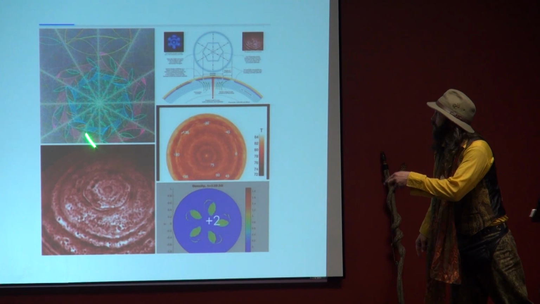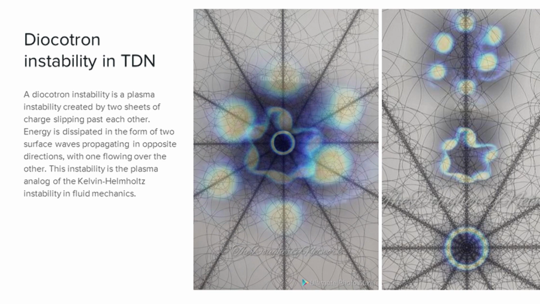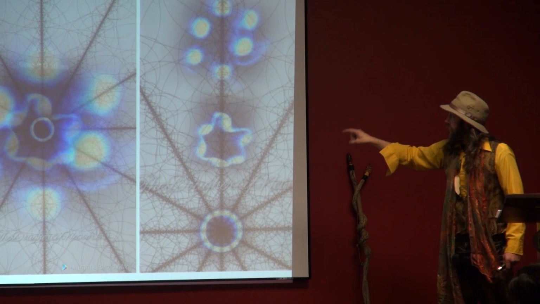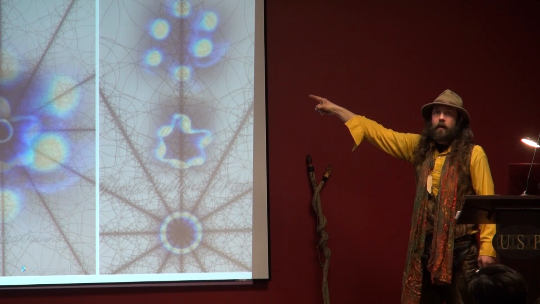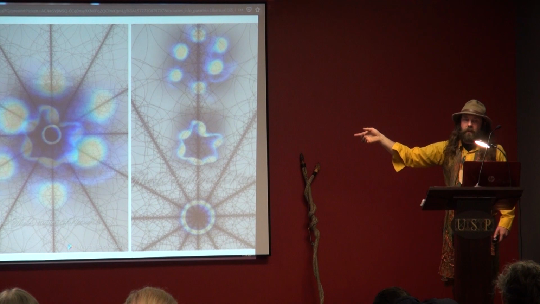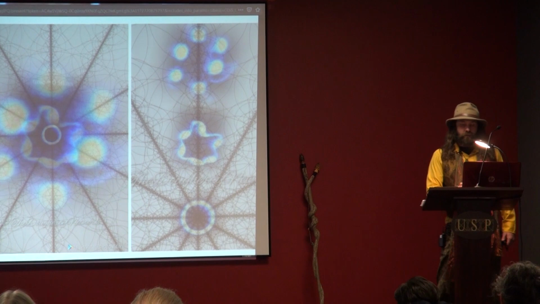That's the diocotron instability and how this is a plasmoid or a plasma tube torus, blown out, and then it rapidly decays into six little eddies. These little eddies match up with the geometry, plus the little eddies are also explaining the diocotron instability that's possibly happening at the top of Saturn's North Pole.